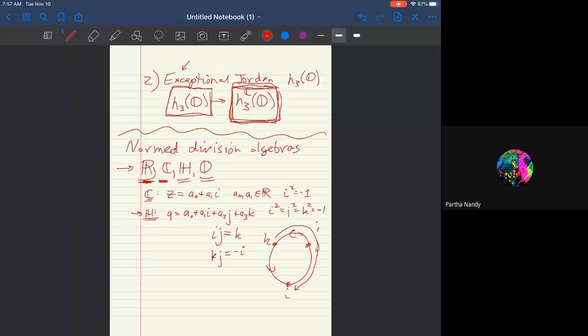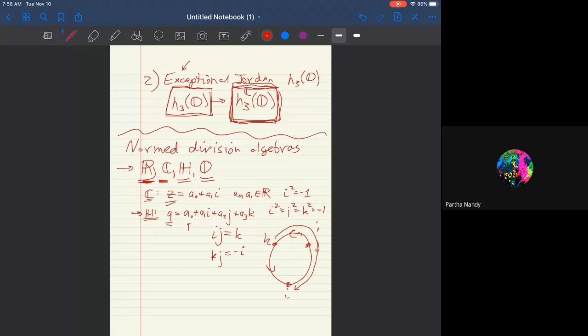Okay, so now finally, the octonions are obtained by going a step further. You double things again. So now the complex numbers lived in a two-dimensional space. The quaternions live in a four-dimensional space. There are four real coefficients: A0, A1, A2, and A3.